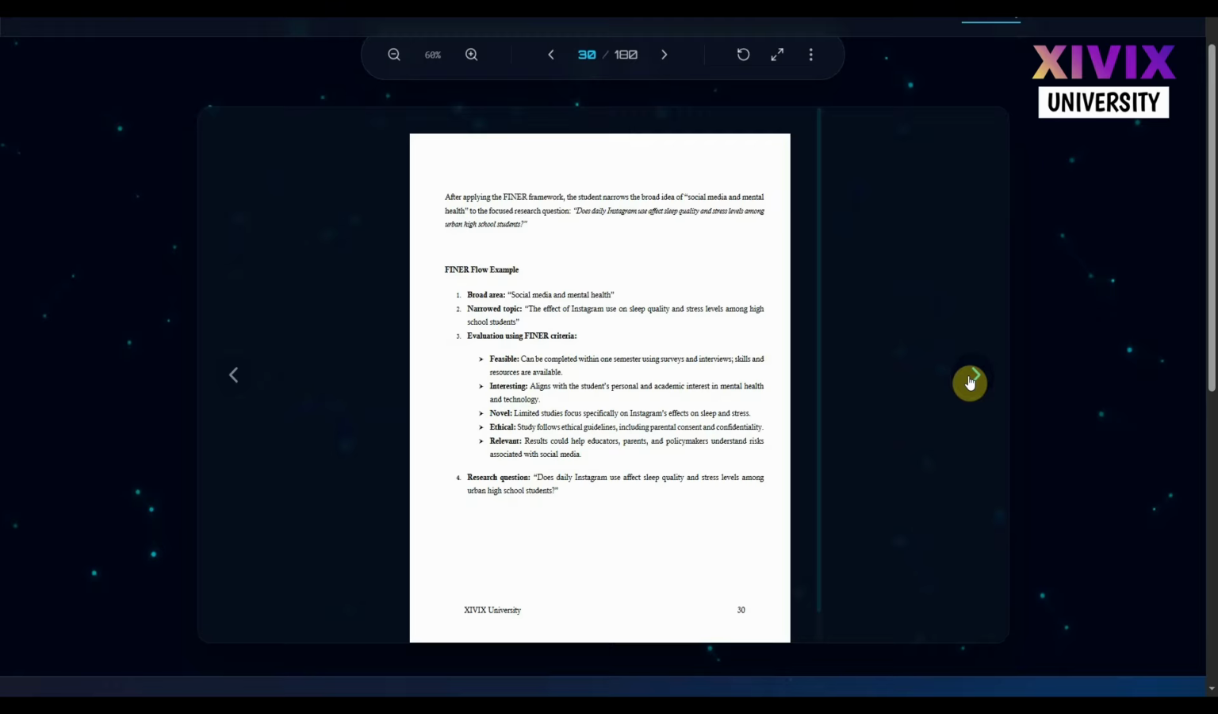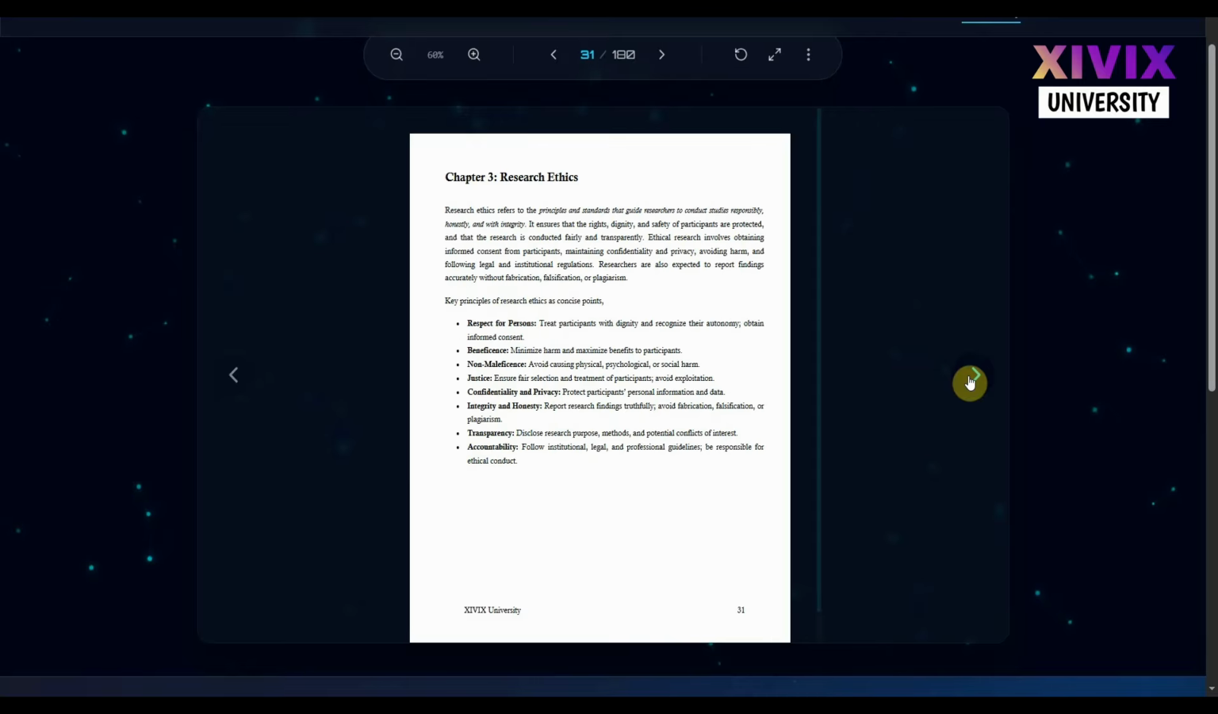Well, in chapter 3, we're going to shift our focus to research ethics. So basically, research ethics refers to the principles and standards that guide researchers to conduct studies responsibly, honestly, with the maximum integrity. An ethical design of research involves obtaining informed consent from participants, maintaining confidentiality and privacy, avoiding harm, and following legal and institutional regulations.